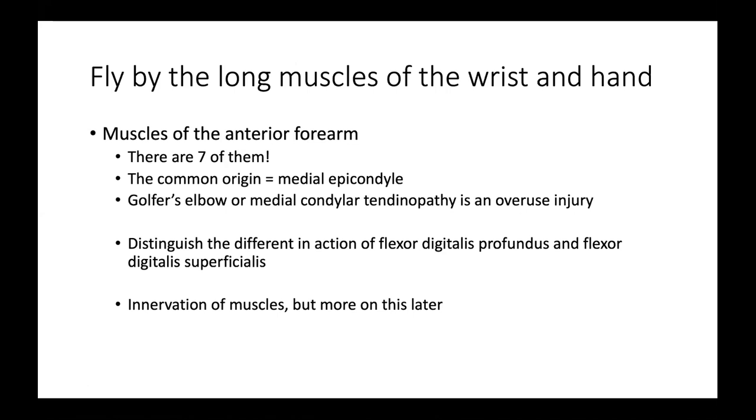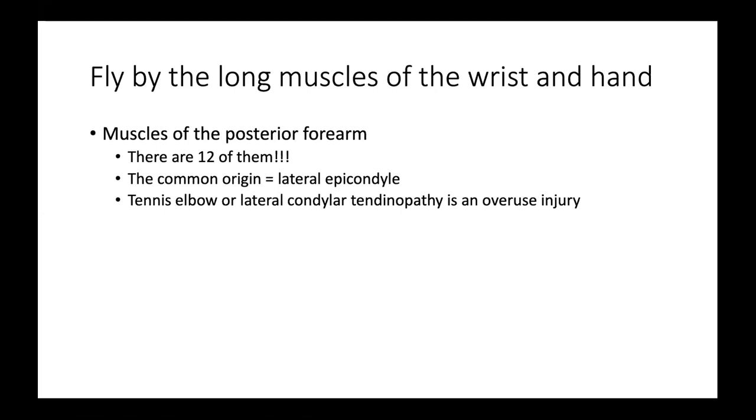So, long extensor muscles of the wrist and hand, it sounds pretty scary, but there's 12 of them, but don't worry about that. All you need to remember is that the common origin is the lateral epicondyle of the humerus. And then what happens is that you can get tennis elbow, so I'm sure you guys are familiar with that. If you do this movement, you can actually feel your extensors rubbing on that lateral side, okay?